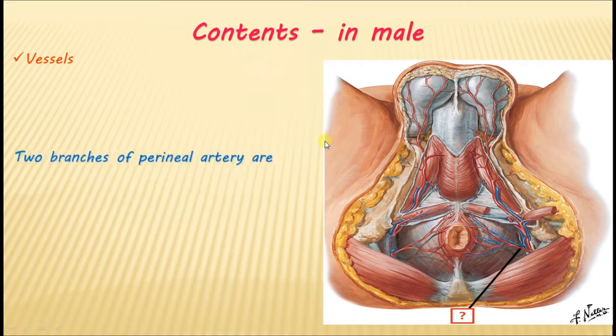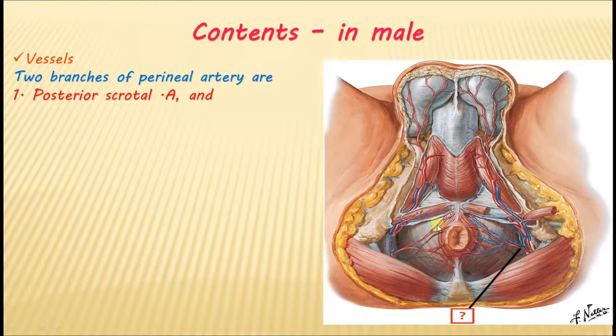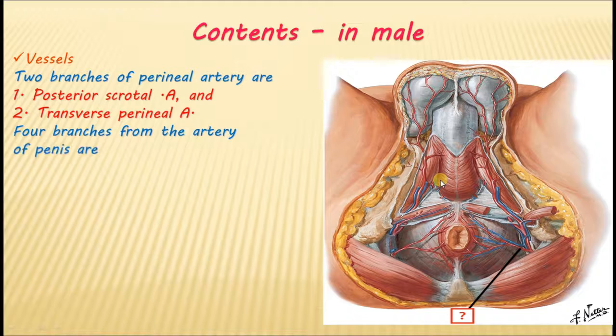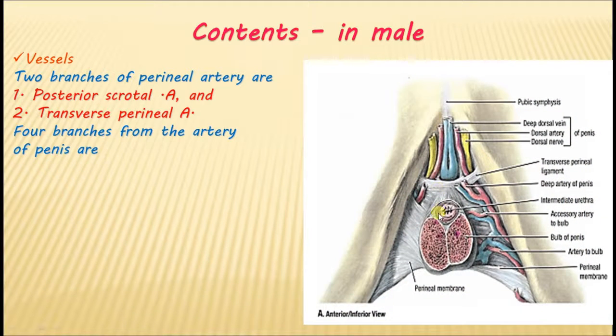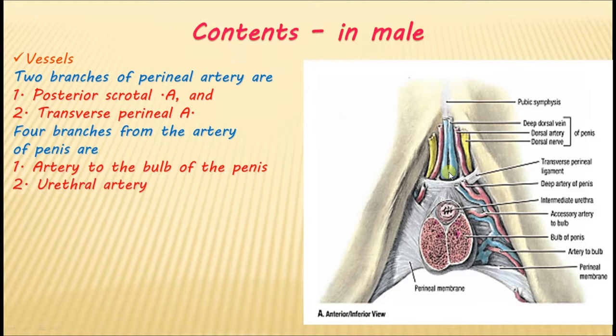Vessels: posterior scrotal or labial vessels, artery to the bulb of the penis, transverse perineal artery, urethral artery, then deep artery of the penis, and dorsal artery of the penis. So the deep and dorsal arteries are terminal branches of the internal pudendal artery. On its course, it gives branches: the artery to the bulb of the penis and the urethral artery.